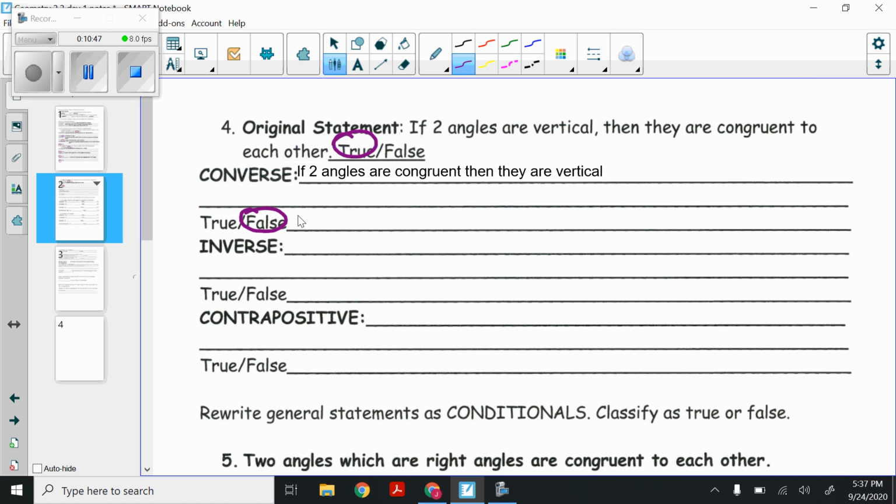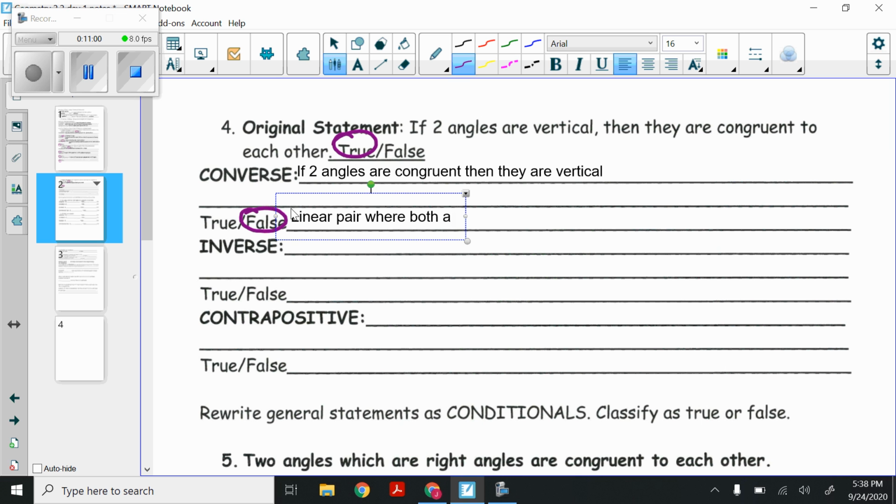If it's false, we have to give a counterexample. So we could have a linear pair where both angles are 90 degrees. The two angles would be congruent, but they're not vertical, they're a linear pair.